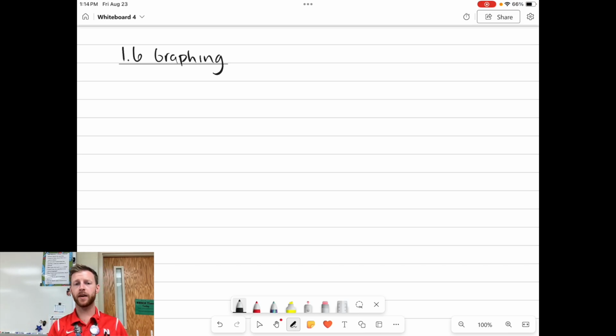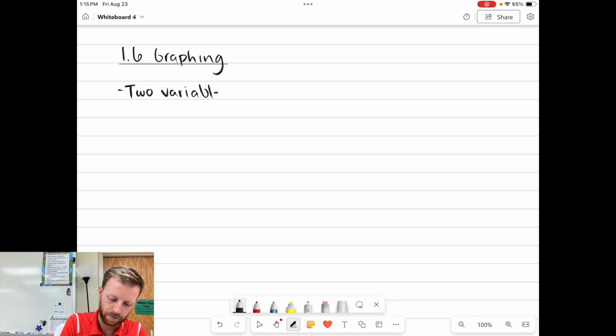So when talking about a graph, it consists of two parts. It consists of an independent and a dependent variable that sit on those X and Y axes. So we have two variables when it comes to a graph. We have independent and dependent. So let's talk about what each one is. We're going to start with our independent variable.